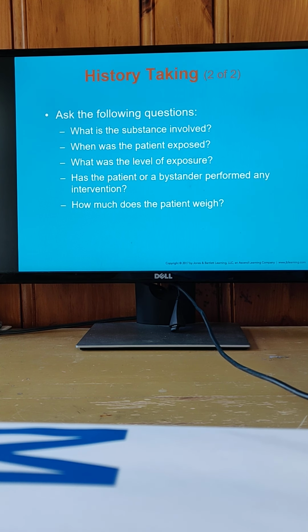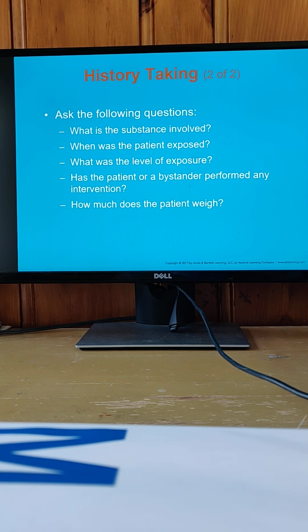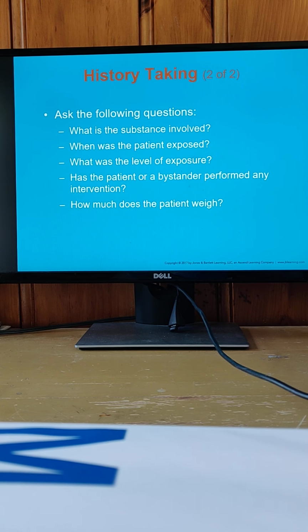Ask the following questions. What is the substance involved? When was the patient exposed? What was the level of exposure? Has the patient or a bystander performed any interventions? How much does the patient weigh?